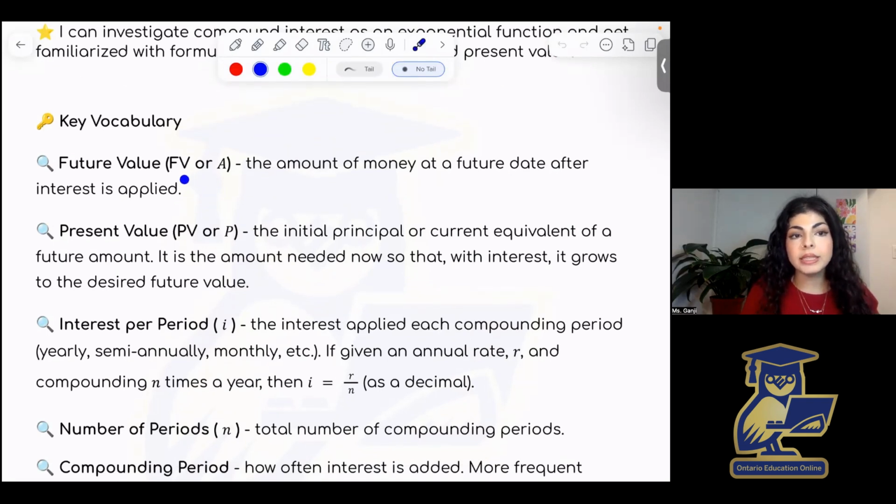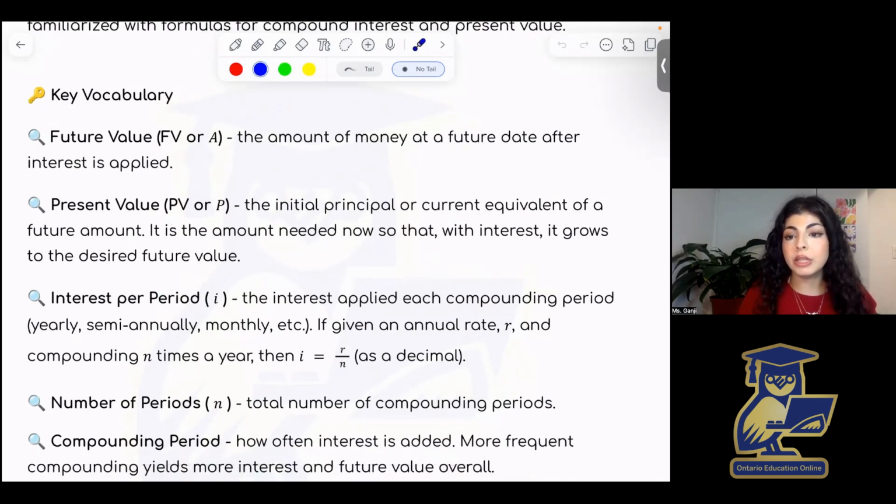In the formulas, future value is represented using FV or the variable A, commonly A. Present value could be denoted PV or P. Again, that's the initial principal or the current money that you have right now before any interest is applied. If we're thinking of saving money for a specific amount, it's the amount that we need to invest at the present time for the money to be saved up to the goal that we have.